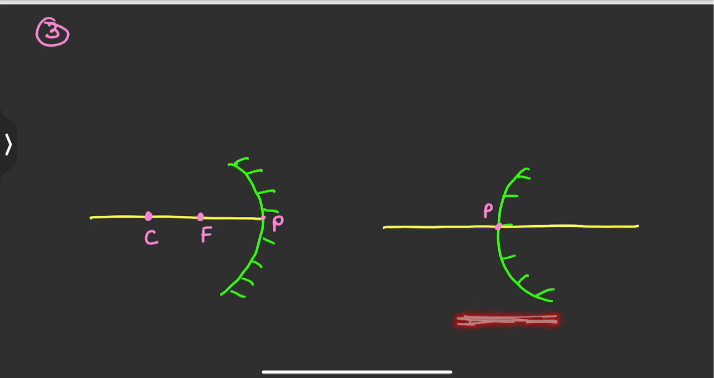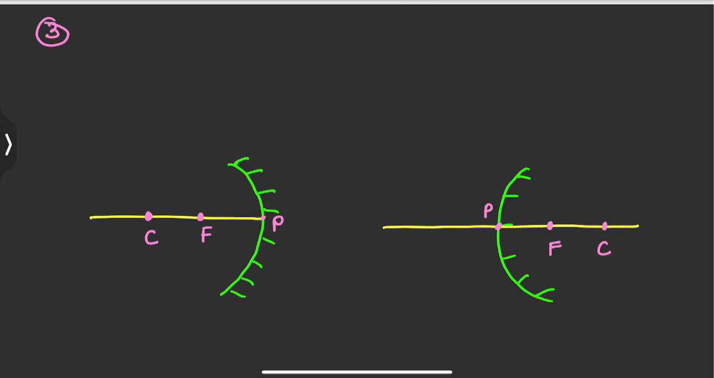So now let us draw principal axis and even here let us draw the principal axis. So here this is the center of curvature and this is the principal focus and this point is the pole. Same way here this point is called as the pole. And always remember that for the convex mirror, behind the mirror we have to write the center of curvature and the principal focus. So this is the center of curvature and this is the principal focus. So let us draw the third standard incident ray.